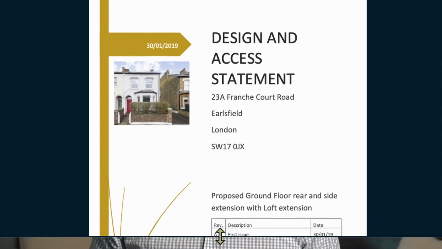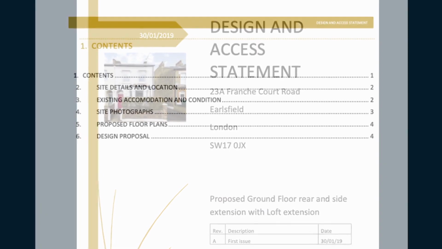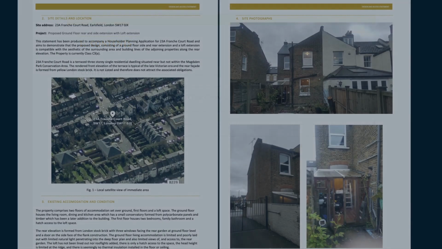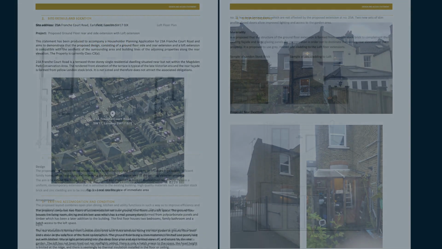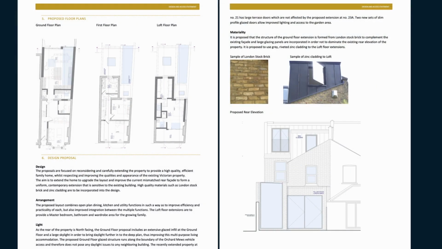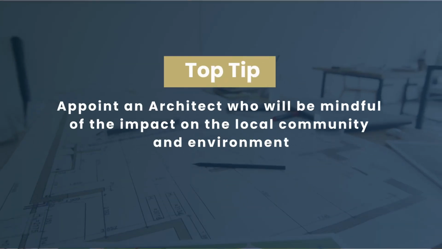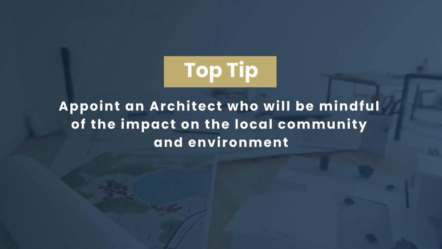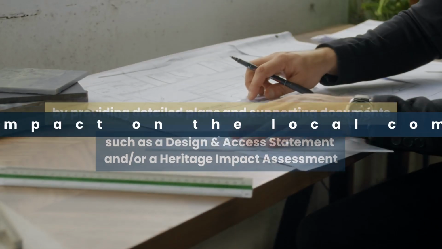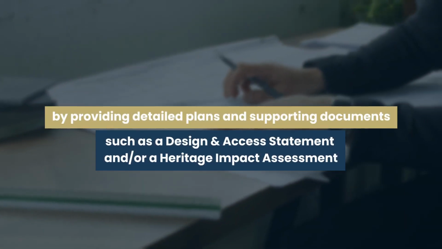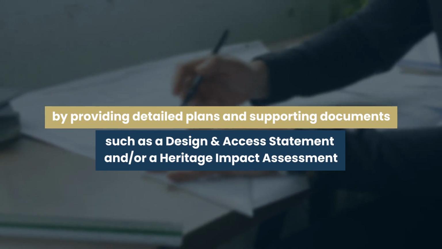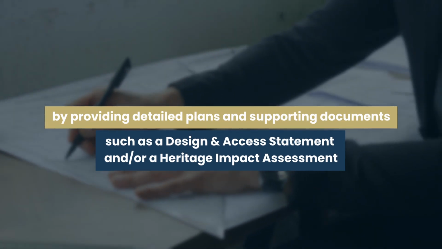Along with your application form, you'll need to submit various documents to support your proposal. These documents are crucial in helping the planning officers understand your project and make an informed decision. If you require an architect, make sure to appoint one who will be mindful of the impact on the local community and environment by providing detailed designs and supporting documents such as design and access statements or a heritage impact assessment if you're in a conservation area.